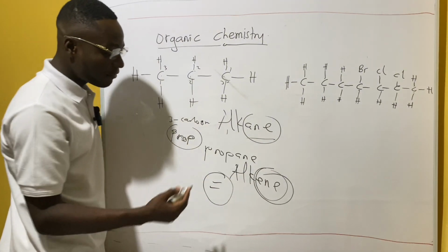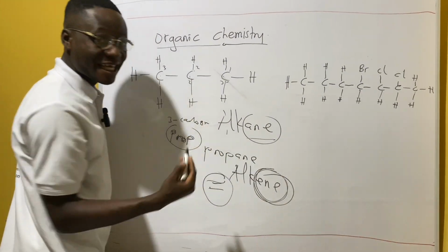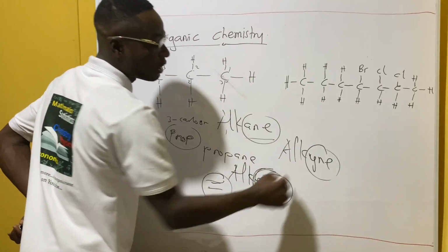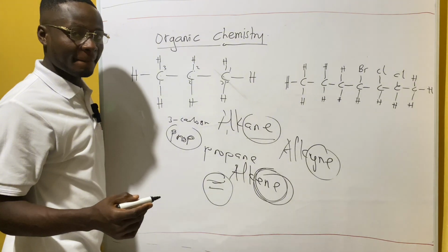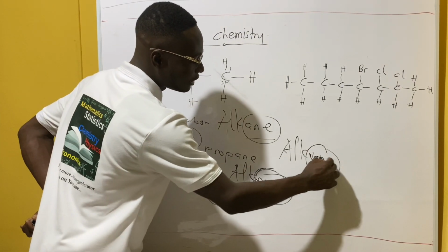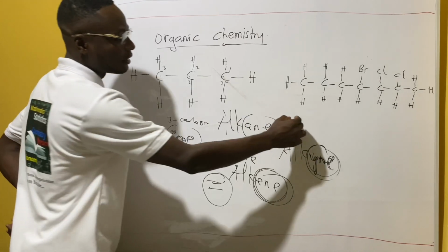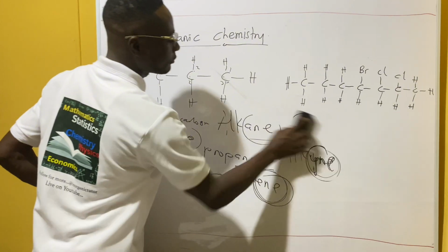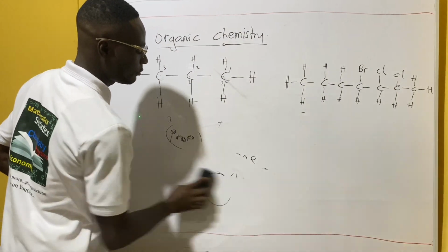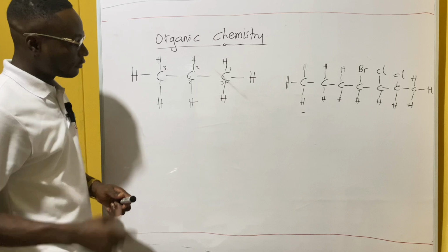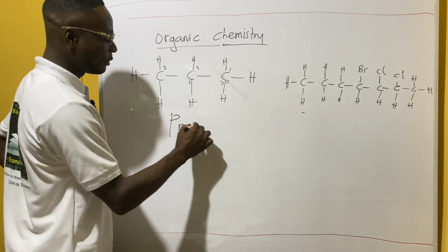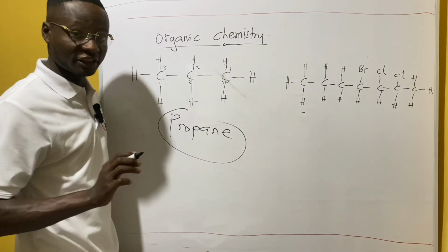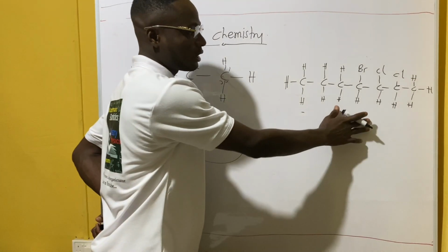Right. So when we have double bonds, then we call it alkene. But when we have the triple bond, then we call it alkyne. That is where we have YNE. This is another family. That is the triple bond. Good. So this right here, the name is propane. Propane. Very simple.